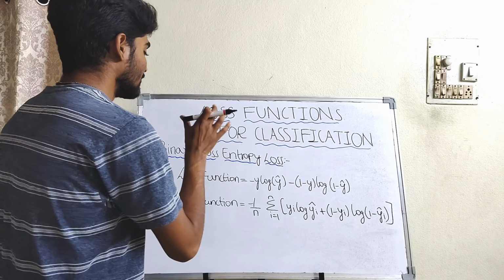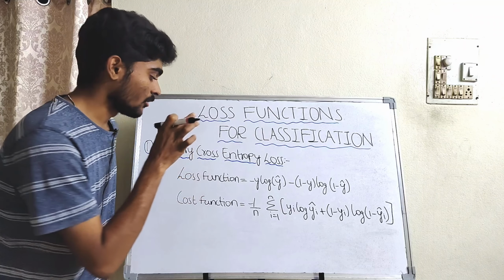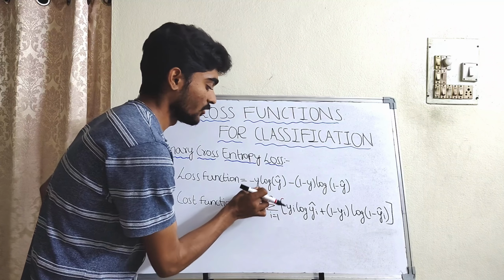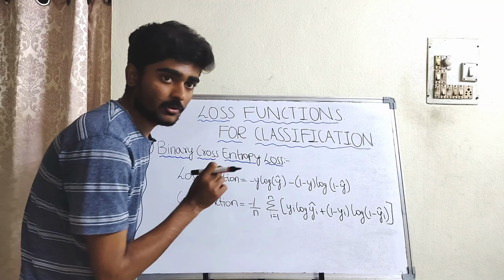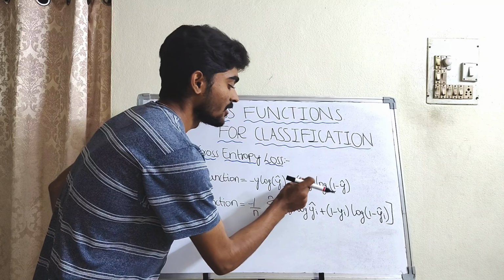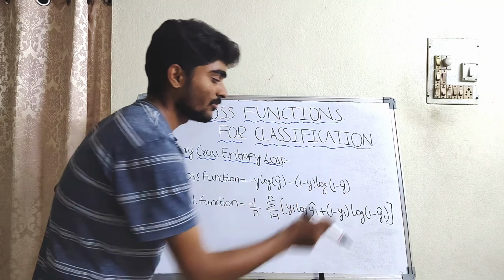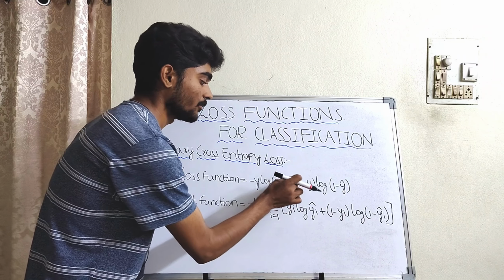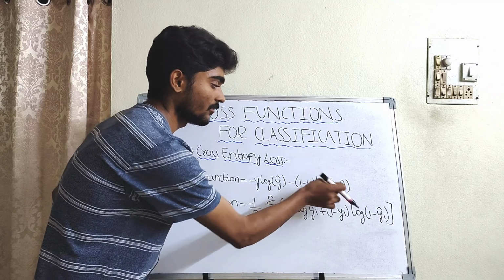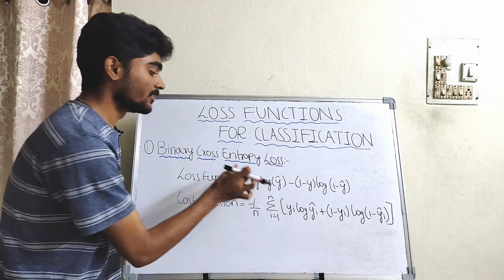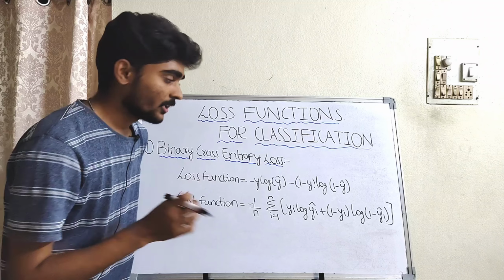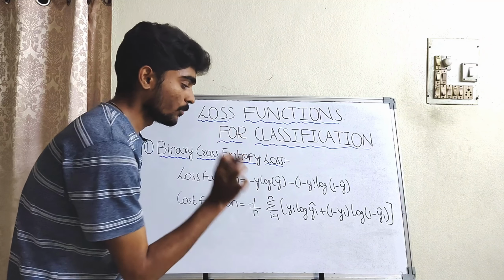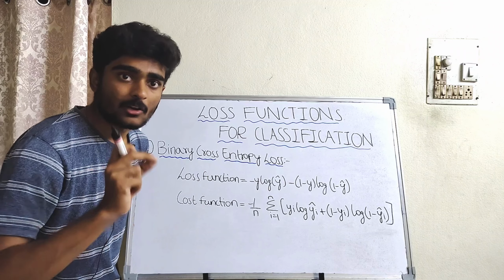Now for this binary cross entropy loss, the loss function is equal to minus y log of y hat minus 1 minus y log of 1 minus y hat. Here y is the true output and y hat is the predicted output.